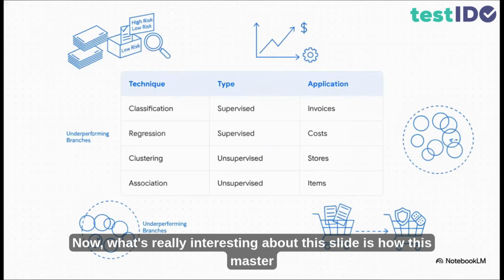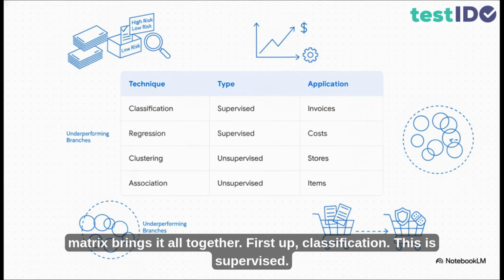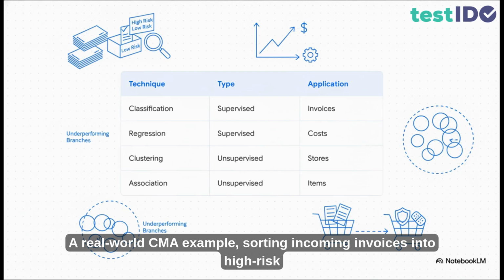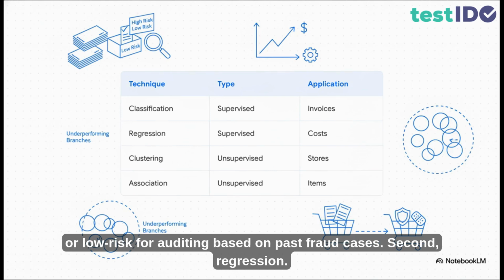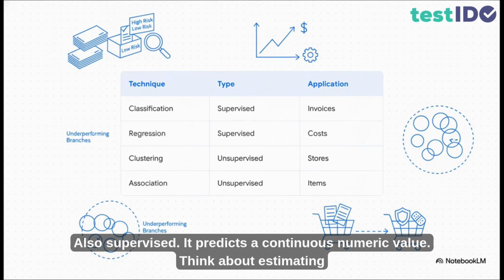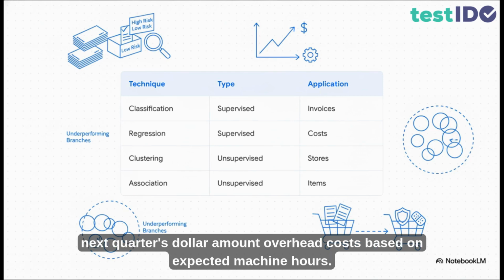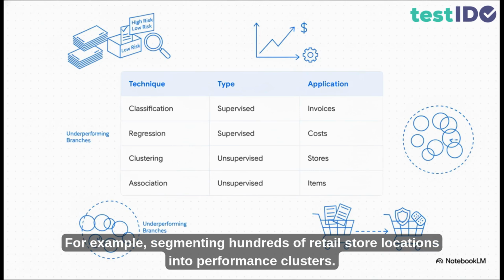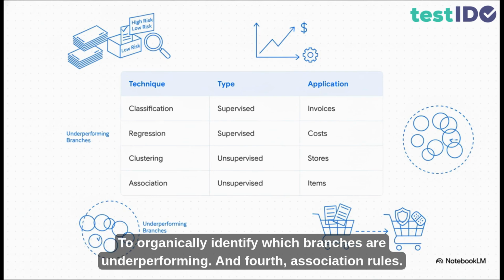Now, what's really interesting about this slide is how this master matrix brings it all together. First up, classification. This is supervised. It categorizes data into predefined groups based on historical rules. A real-world CMA example, sorting incoming invoices into high risk or low risk for auditing based on past fraud cases. Second, regression. Also supervised. It predicts a continuous numeric value. Think about estimating next quarter's dollar amount overhead costs based on expected machine hours. Third, clustering. Now, this one is unsupervised. It groups similar data points without preset categories. For example, segmenting hundreds of retail store locations into performance clusters to organically identify which branches are underperforming.